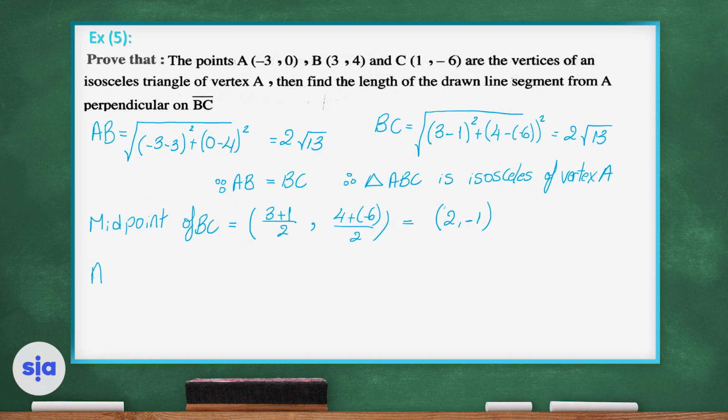To find the length of the segment from A to the midpoint, let's call this midpoint M. Then the length of AM equals the square root of (-3 - 2) all squared plus (0 - (-1)) all squared. Then the length of AM is square root of 26 unit length.